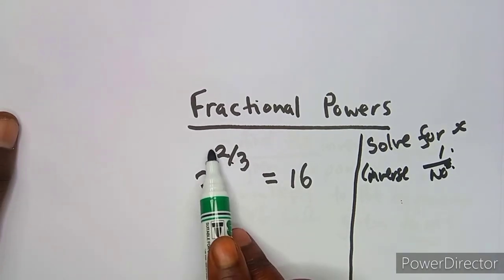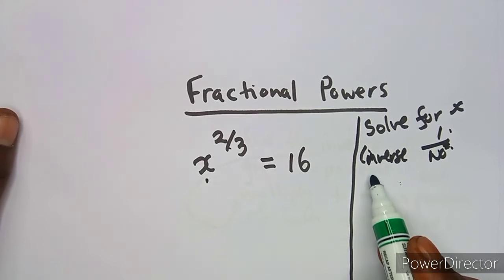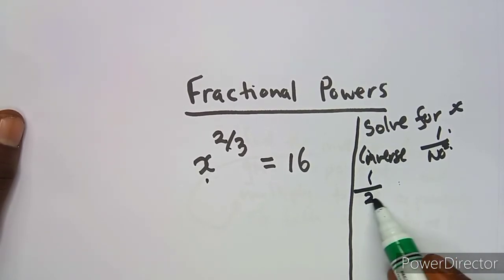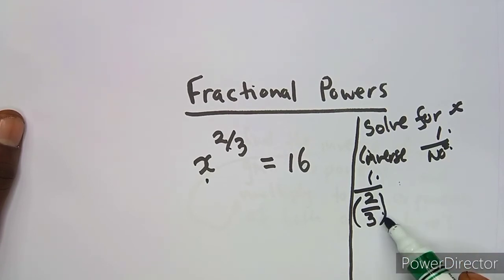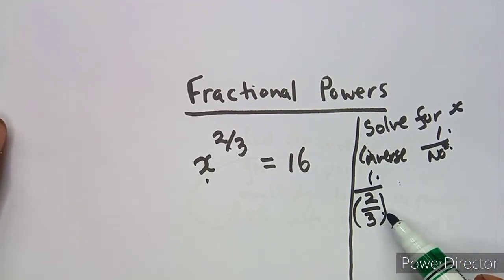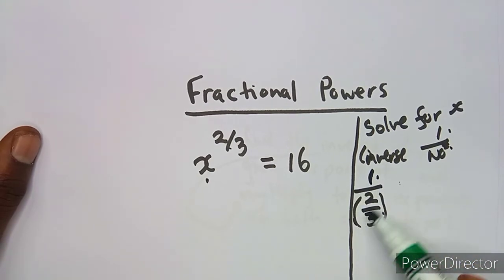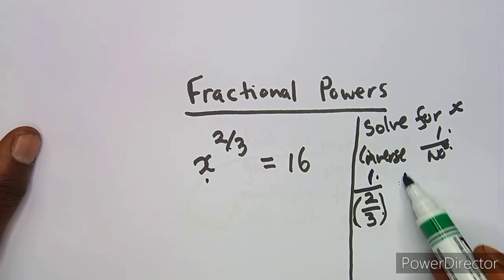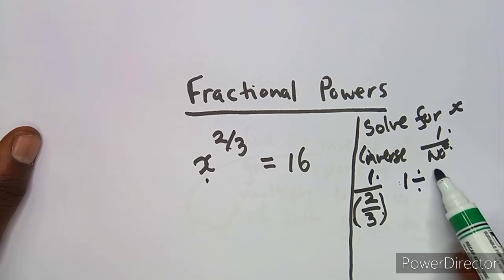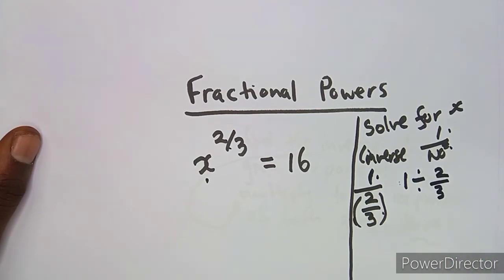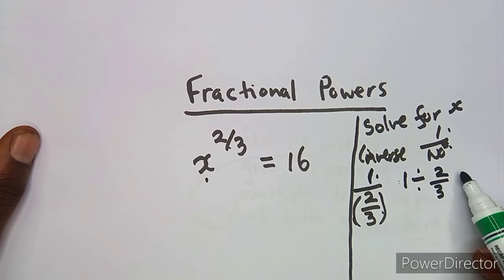So in this case, we want to find the inverse of 2 over 3. It means 1 over 2 over 3. You're dividing 1 divided by 2 over 3. That is the inverse of 2 over 3. So use your calculator, 1 divided by 2 over 3, and make sure that this is in the bracket. That's the inverse of a number. You're going to obtain 3 over 2 from your calculator.